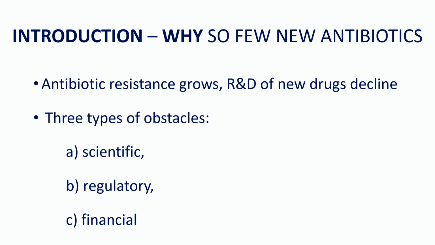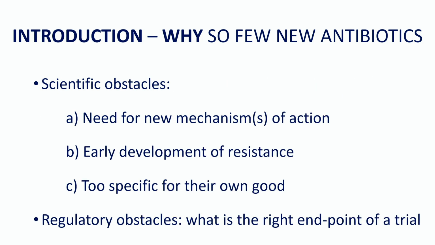So the question we are all struggling with here today is why are there so few new antibiotics? As we know, resistance is growing every day on a global scale. For a few decades, R&D of new antimicrobial drugs has been in decline. And we can see that there are three types of obstacles: scientific, regulatory, and financial ones. Scientific obstacles, as we said before: there is an urgent need for new mechanisms of action for new antimicrobial drugs. Unfortunately, much too early in the drug life cycle, early development of resistance can occur. And finally, a drug can be too specific for its own good.